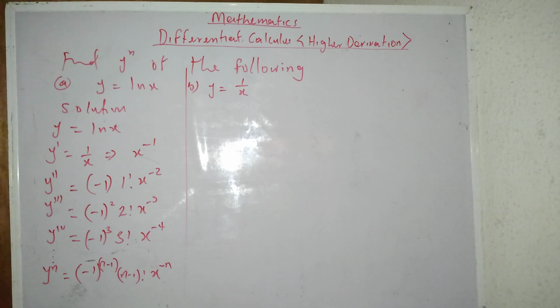Now I can write this as what? Which implies y of n equals to what? Minus 1 raised to power n minus 1 factorial, and all divided by what? x raised to power n. That is my final answer.